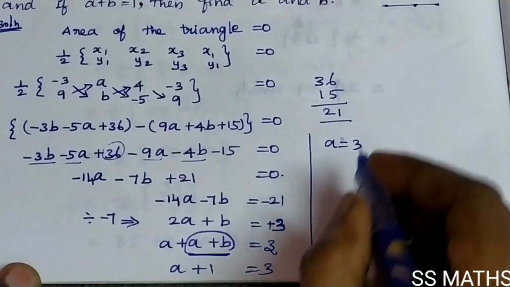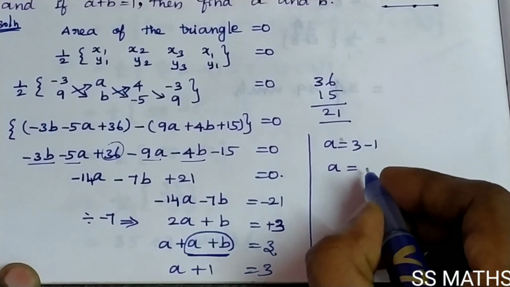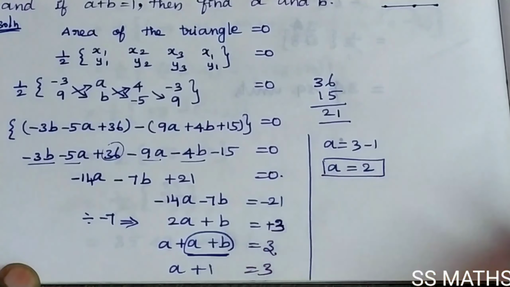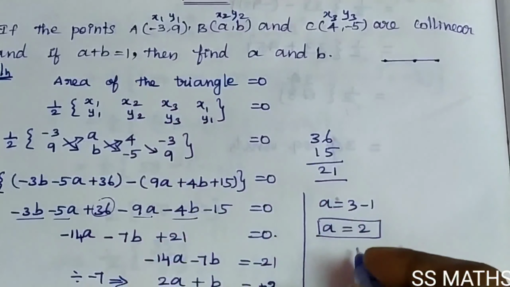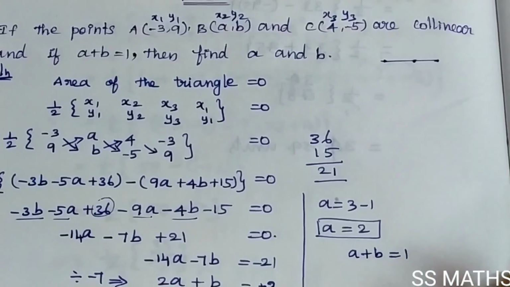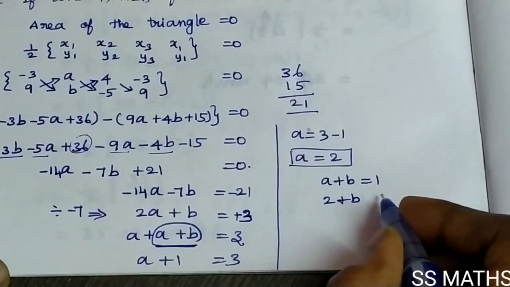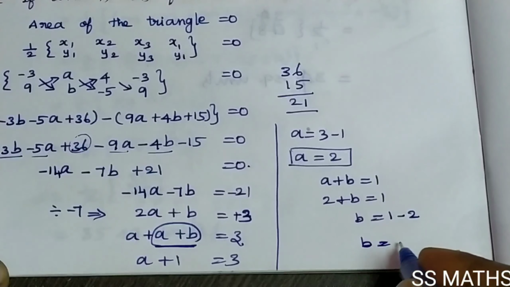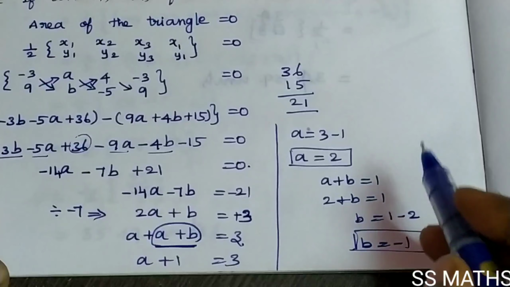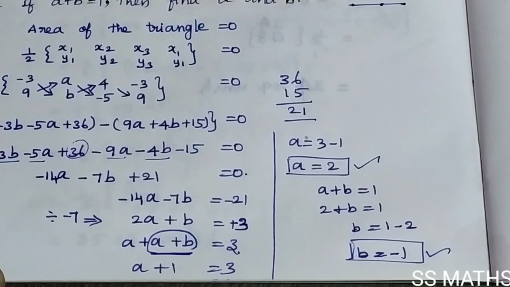So a equal to 3, this plus 1 changes to minus 1. So, a equal to 3 minus 1, which is 2. A value is 2. Next, find B value. In the given, a plus b equal to 1, so substitute. A value we found is 2. So, 2 plus b equal to 1. So, b equal to 1, the plus 2 changes to minus 2. So, b equal to minus 1. We have found it: A value is 2, B value is minus 1. That's all. Thank you.